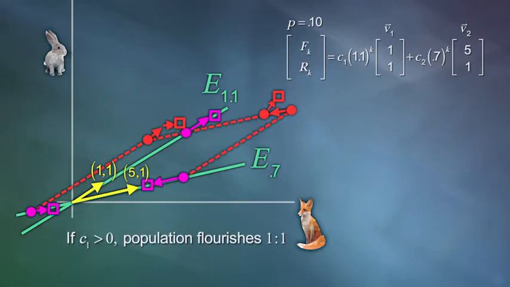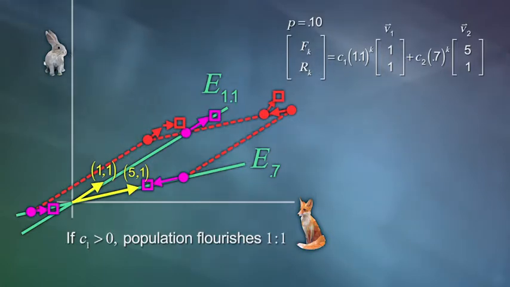If C1 is greater than 0, then the first term is non-zero and yields a vector of populations positive in each coordinate. The first term will quickly become larger than the second term, if it isn't already, and when that happens, the populations will be growing by a factor of approximately 1.1 at each time step. In addition, the ratio of foxes to rabbits will be close to 1 to 1.